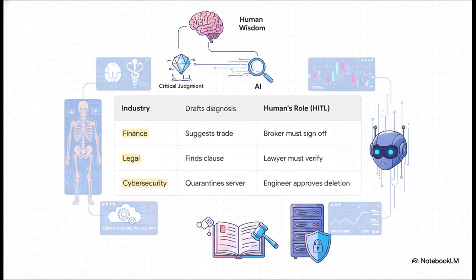And this table just perfectly illustrates the pattern. Across healthcare, finance, law, cybersecurity, we see the exact same model. Let the AI do the heavy lifting, the number crunching, the pattern spotting at a massive scale. But that final, critical judgment call, that always stays with a human expert. An AI can suggest a diagnosis from a million medical journals, but a doctor has to be the one to prescribe the treatment. An AI can flag a stock trade, but a broker has to execute it. It's all about combining the AI's incredible speed with that irreplaceable human wisdom.